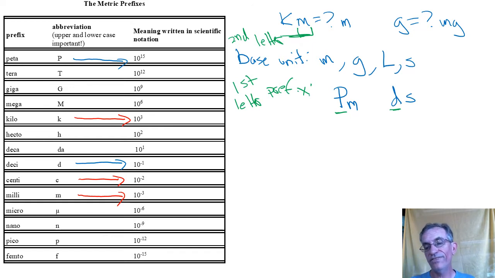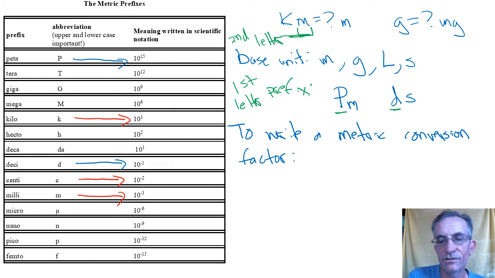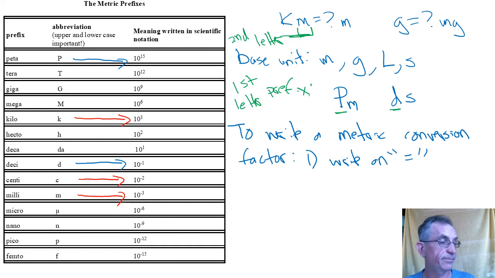All right, so with that little bit of background, let's talk about how you make conversion factors to go from kilometers to meters or grams to milligrams. So to write a metric conversion factor, we're going to take a few notes here. The first thing you're going to do is write an equal sign. Oh, that's easy. You just write equals on a piece of paper, right?